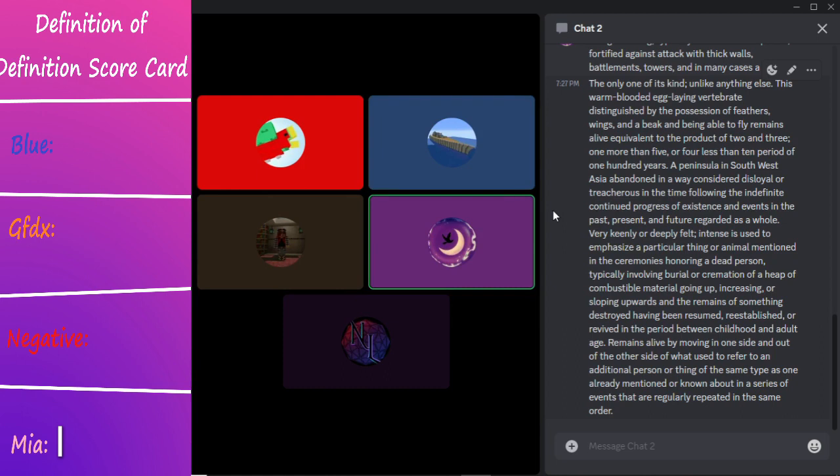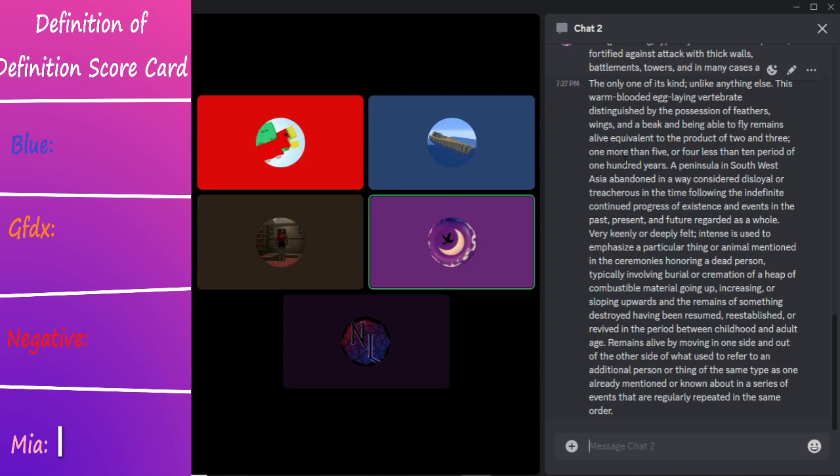A peninsula, yep, a peninsula in Southwest Asia, abandoned in a way considered disloyal or treacherous in the time following the indefinite continued process of existence and events in the past, present, and future regarded as a whole. Very keenly or deeply felt, intense is used to emphasize a particular thing or animal mentioned in the ceremonies honoring a dead person, typically involving burial or cremation of a heap of combustible materials going up, increasing or sloping upwards, and the remains of something destroyed having been resumed, re-established, or received in the period between childhood and adult age.